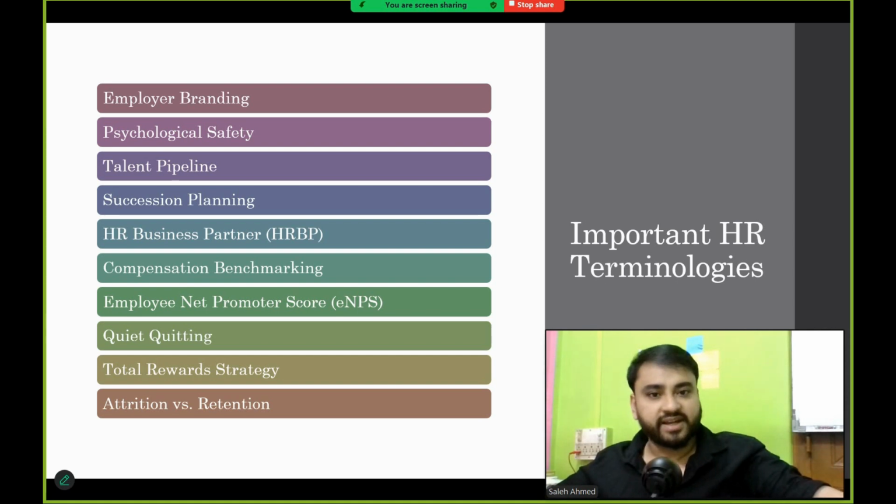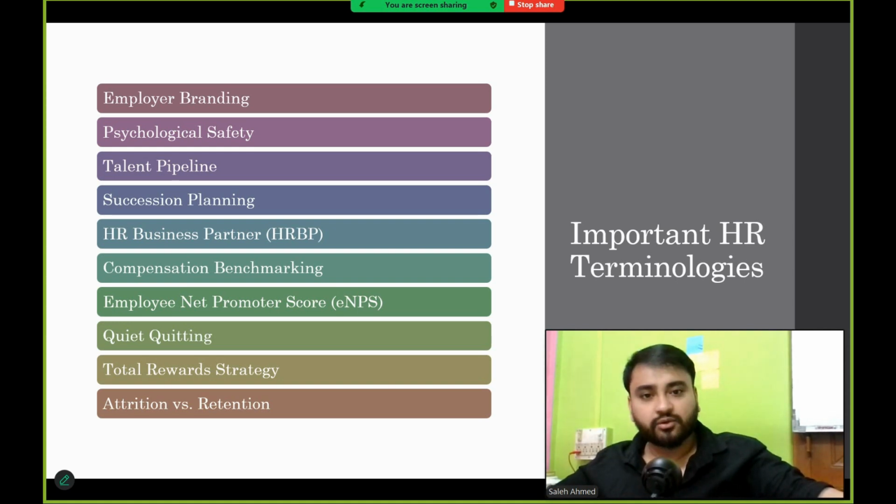HRBP is something which I have already explained in one of the previous slides, right? There is another thing called compensation benchmarking, which is nothing but a process of comparing an organization's pay structure with the industry standards. There is another factor called employee net promoter score, which is nothing but ENPS. ENPS is a metric that measures employee satisfaction and likelihood to recommend the company as a great place to work. Like if your company has a greater value of ENPS, then your company will be ahead in the race to become a great place to work, right?